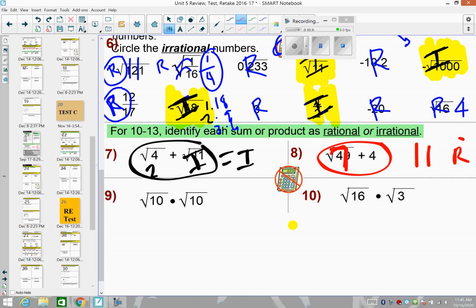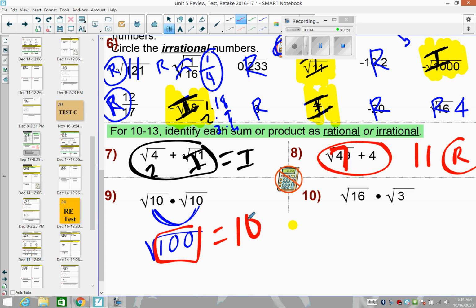That's a rational answer. Number 9 has 2 irrational numbers being multiplied, but the key is there's a rule in math that says we can multiply the product of the insides of those. So that becomes actually the square root of 100. And now when we take the square root of that, we do actually get 10. So this becomes rational. Although we started with an I and an I, through multiplication, when we use the property that we can multiply the 2 of those and then take the square root, we end up with a nice, beautiful rational number of 10.